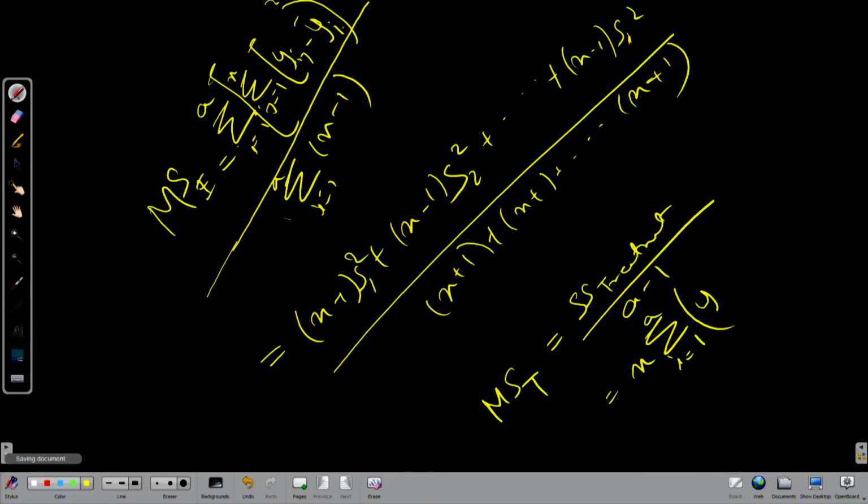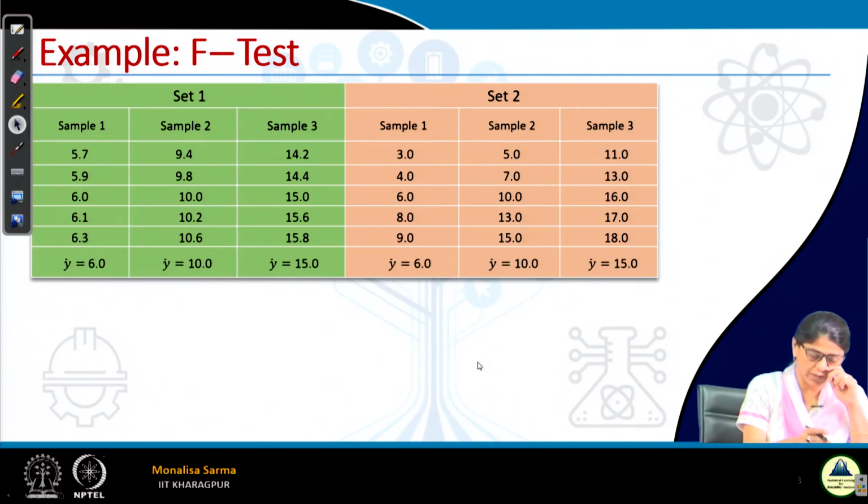So, it is y i dot minus y dot dot, the grand mean y dot dot, whole square divided by a minus 1. So, this was our formula, remember. So, now, for this sample set, the first thing is that we will calculate MS treatment as well as MS error.